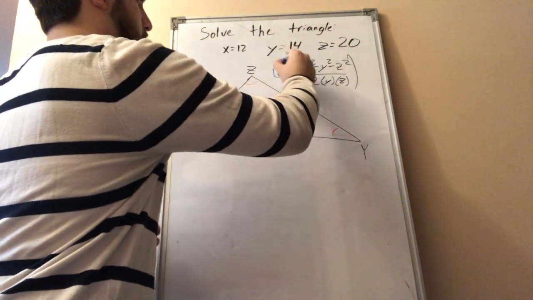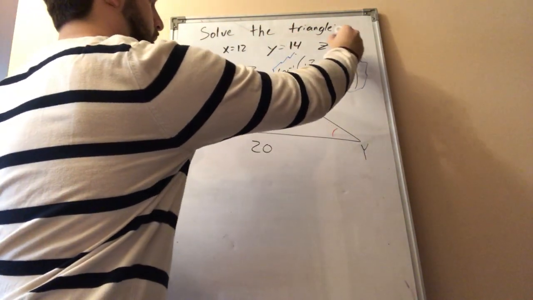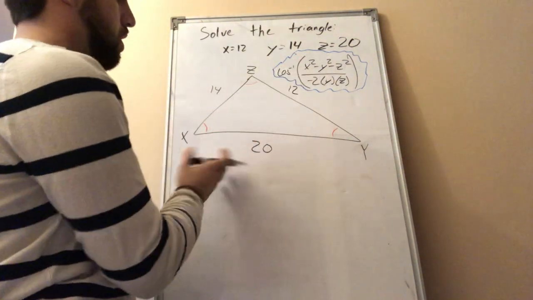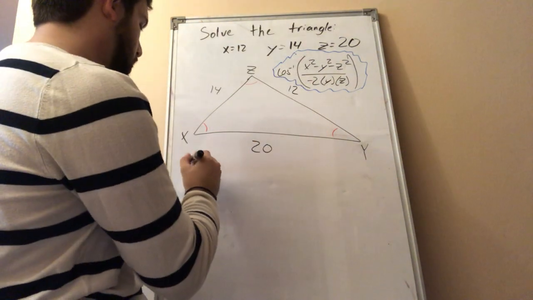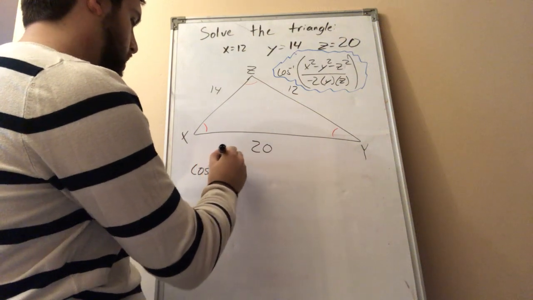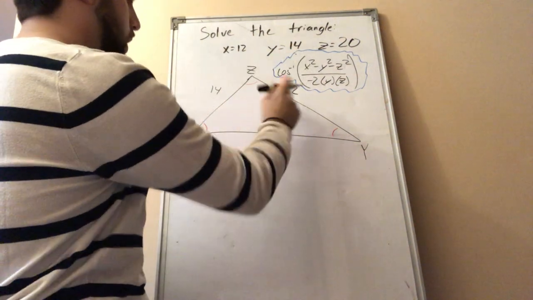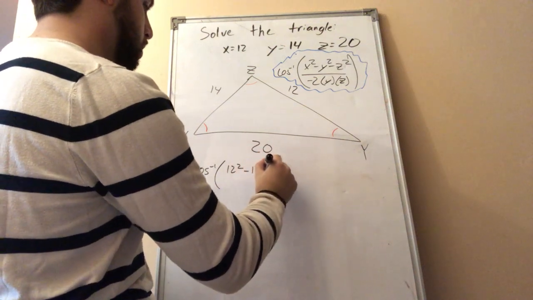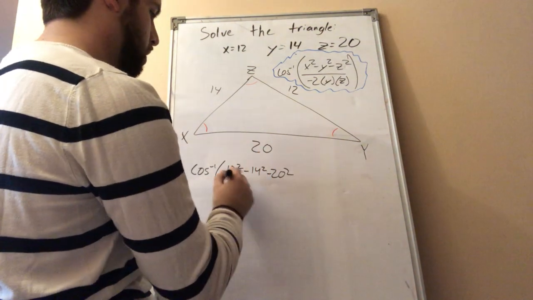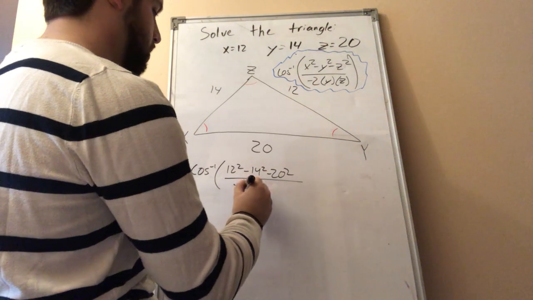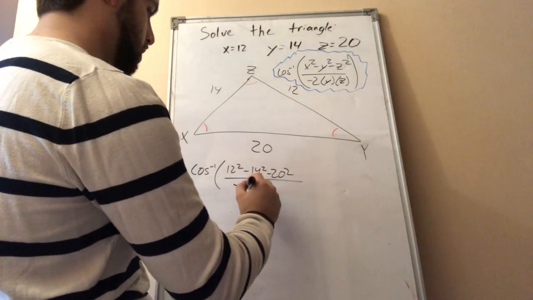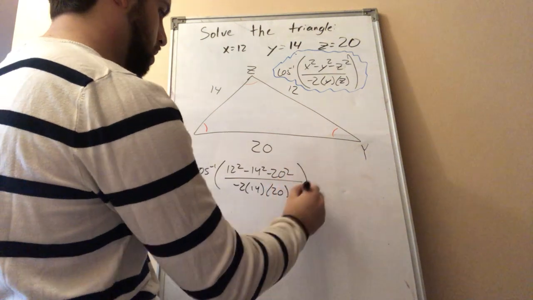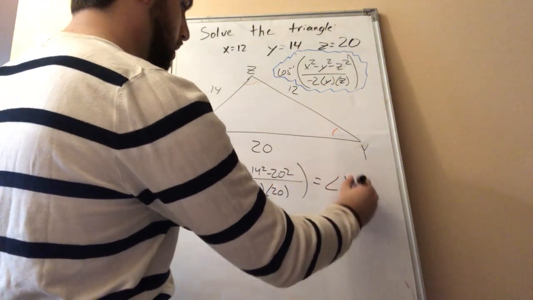I'm going to put it in blue so we can see it. So now let's take it and start substituting things in. I'm going to take cosine inverse of x squared, that's going to be 12 squared minus 14 squared minus 20 squared, all divided by negative 2 times 14 times 20, and that equals the measure of angle x.